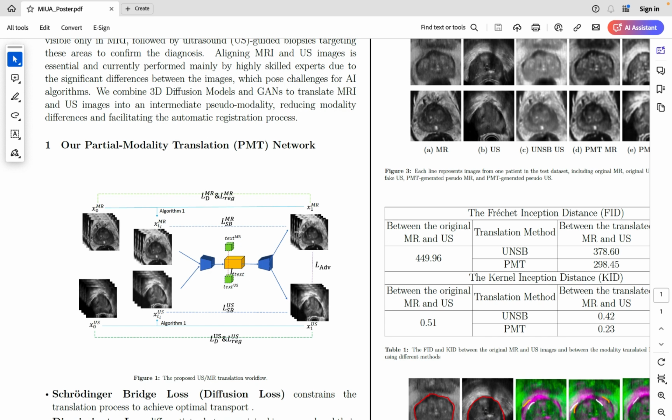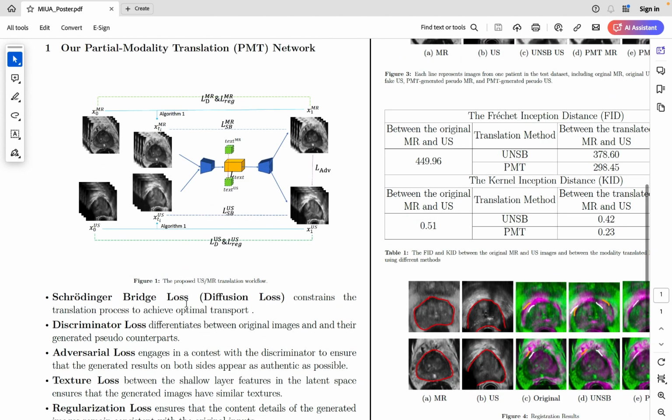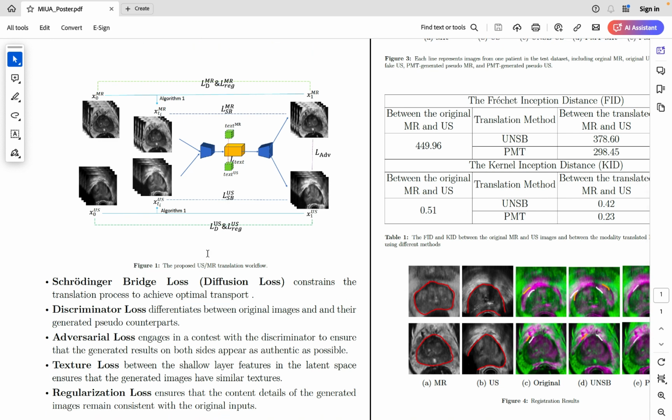So as for the loss function, we apply a scheduler bridge loss, which constrains the translation from the initial distribution to the target distribution to achieve optimal transport. And we also have a discriminator loss, which differentiates between the original image and the result image. And we also have the adversary loss, which could fight with the discriminator to make the generated result on both sides appear as authentic as possible.